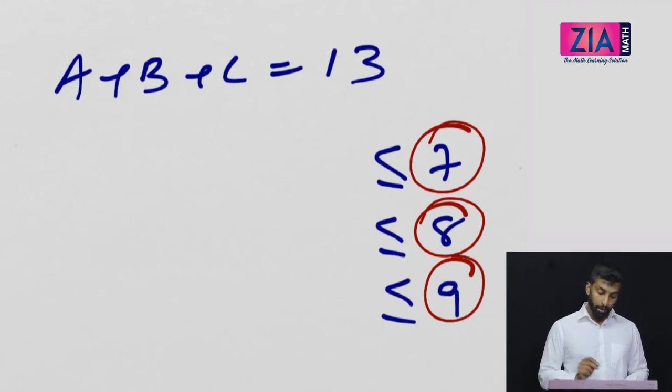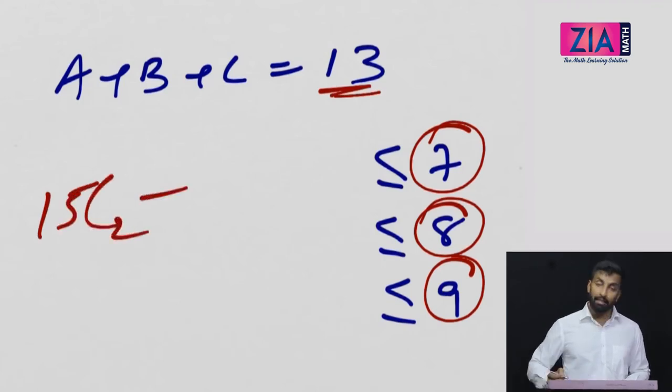So what you need to do: the total number of ways you can distribute these 13 chocolates is 15C2. You subtract how many different ways A violates the condition, how many ways B violates the condition, and how many ways C violates the condition. So you need to see how many ways A, B, and C violate, subtract, and you will get the answer for the question, right? What is the question?